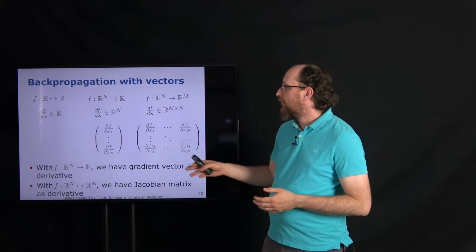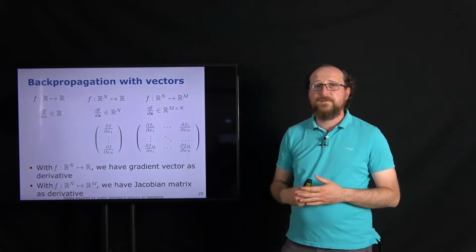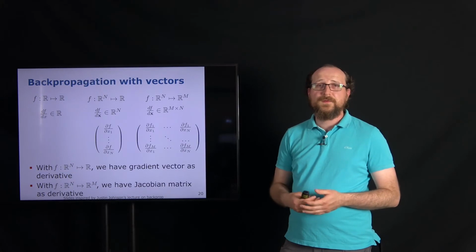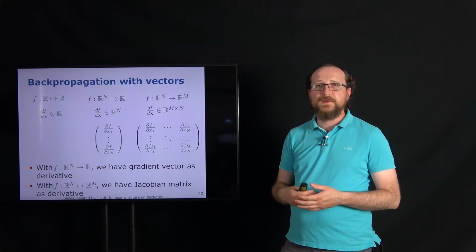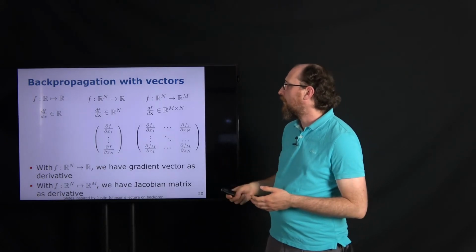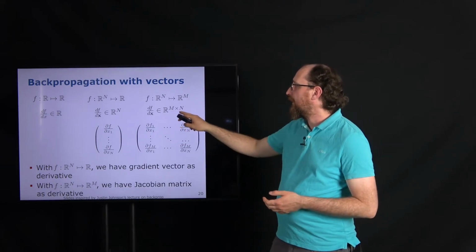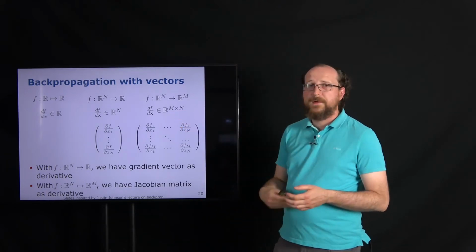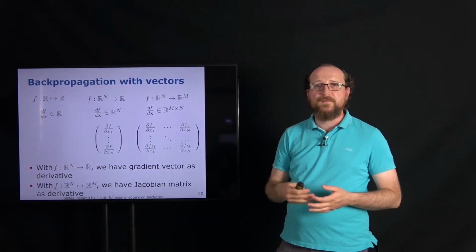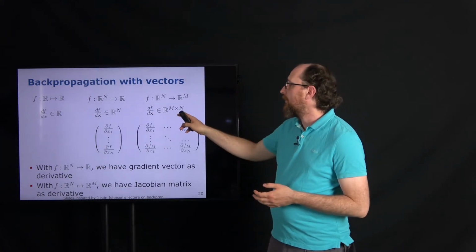Using this representation as column vectors, we can also have functions that take in a vector and output a vector. For this, the Jacobian is basically the derivative that we have. Important to note is that the Jacobian is a matrix of dimension m times n. The number of rows is the number of output values that we have, and the number of columns is the number of input values.